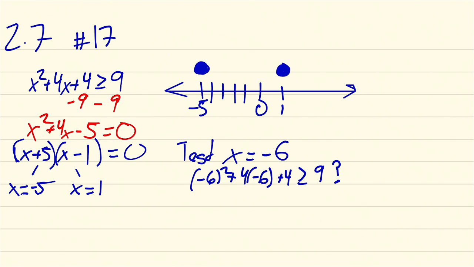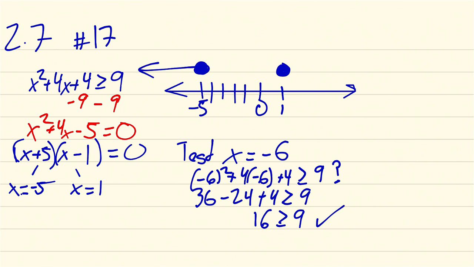We're testing it out. Negative 6 squared is positive 36. Plus 4 times negative 6, that ends up being minus 24. And then plus 4, seeing if that's greater than or equal to 9. 36 minus 24 is 12. Plus 4 is 16. Is 16 greater than or equal to 9? It sure is. So that means we're going to have solutions over here.